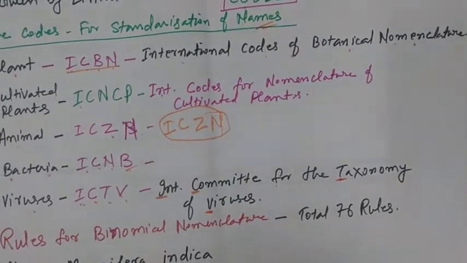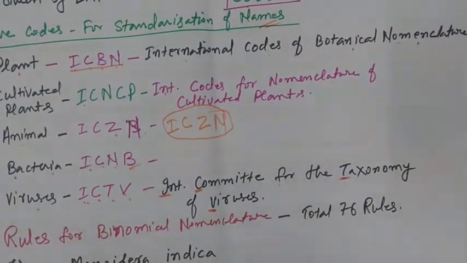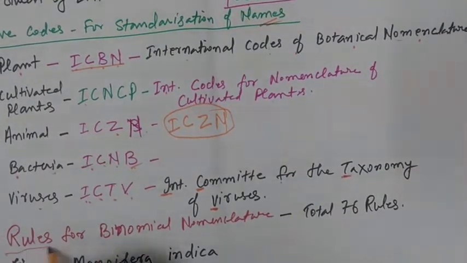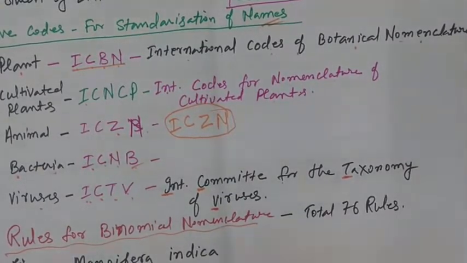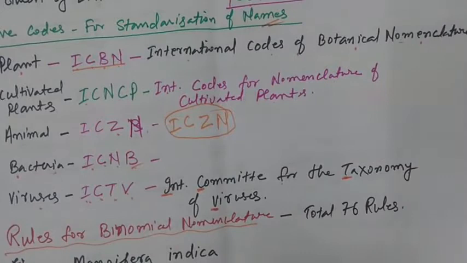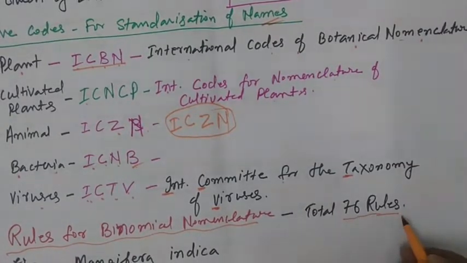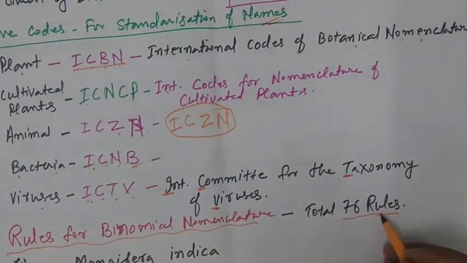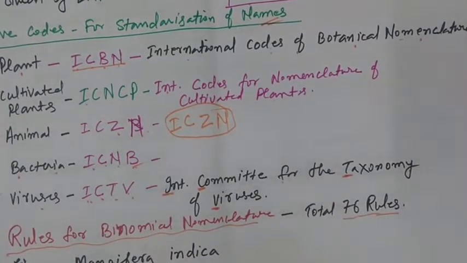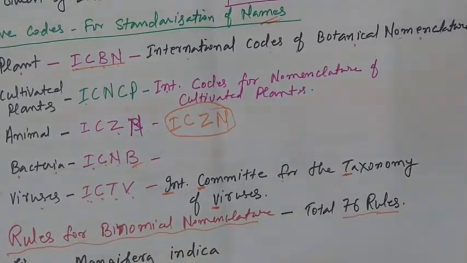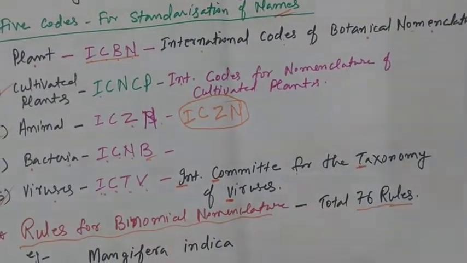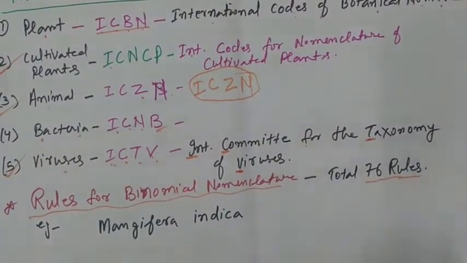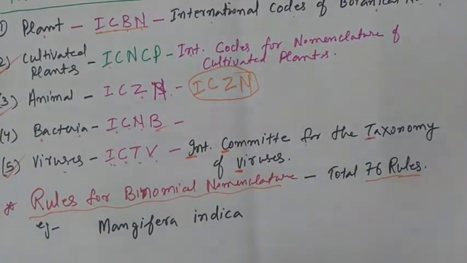Now come to the next points. Rules for the binomial nomenclatures. Linnaeus, in his book Philosophia Botanica, mentioned about 76 rules for the nomenclature of animals and plants. Here we are not going to discuss all the 76 rules. We are going to discuss only some important points in these rules.